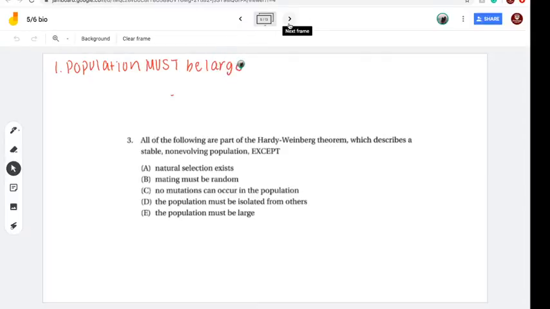So why does a population have to be large in this case? It's because in a small population, the smallest change in the gene pool will have a major effect on allele frequencies. And the second requirement for the Hardy-Weinberg equilibrium is that the population must be isolated from other populations.